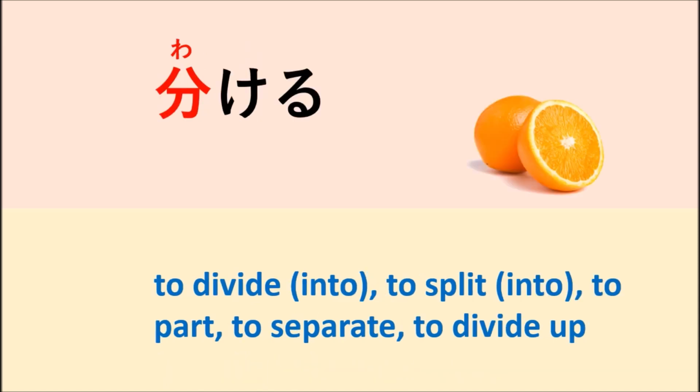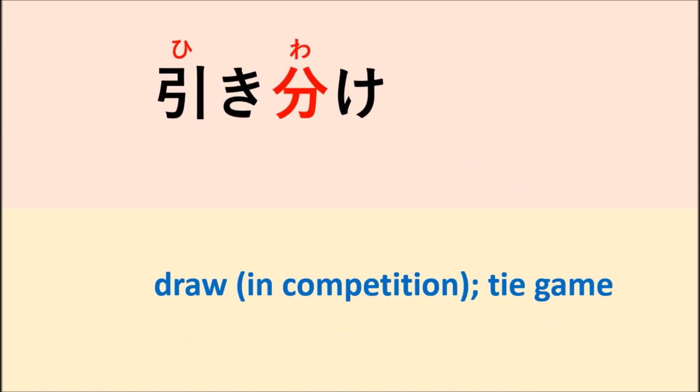分ける means you divide something into many parts, or you split, or separate, or divide up. When we use the kanji 分ける, it means divide, split, or separate. For example, you can say 2つのチームに分けます。This means you separate into two teams, or you divide into two teams.